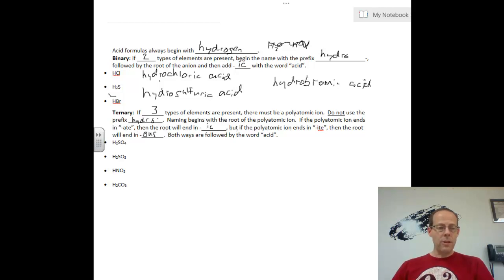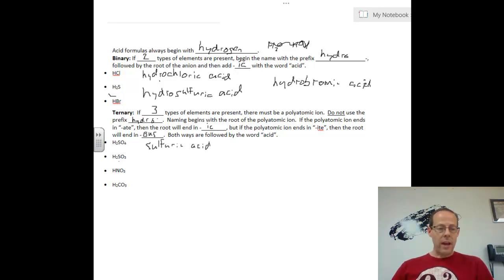So on this first one, H2SO4, we have three elements. We're not using the prefix hydro. We're just jumping right in with sulfuric acid. And sulfuric acid is a very, very different acid than hydrosulfuric acid above it. So they're named differently because they're completely different compounds.